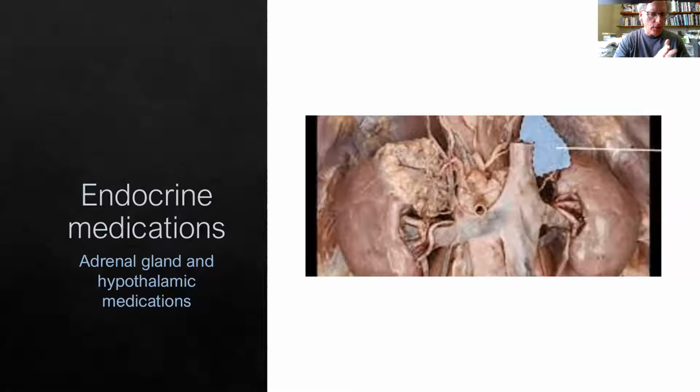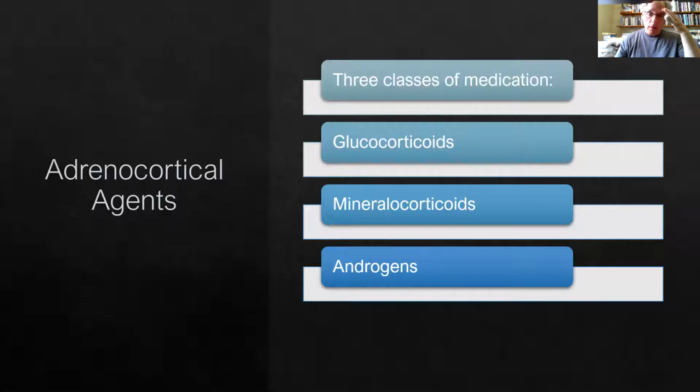Well, once again, hello nurses. Let's talk about medications used to treat abnormalities of the adrenal glands. Then we'll look at hypothalamic medications. So for the adrenal glands, there's three classes of medications: glucocorticoids, mineralocorticoids, and androgens. Some medications are going to overlap between the glucocorticoids and the mineralocorticoids. But for the most part, this division, I think, works pretty well.